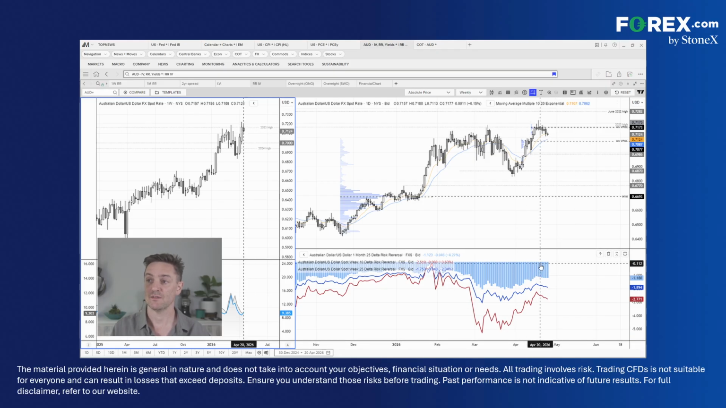Also notice the risk reversals here have been gently moving lower, which basically means that put demand has been rising relative to calls. But again, we've seen quite a rise from those cycle lows alongside price, and I think it's really just suggesting that this is more of a retracement lower than a big turnaround. So ultimately, I'm looking for dips from here for the Aussie dollar.